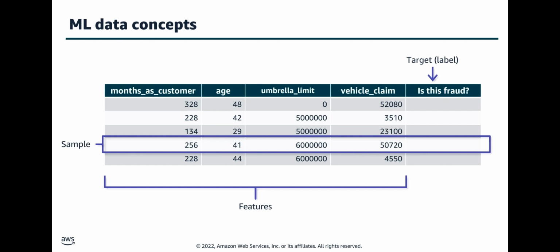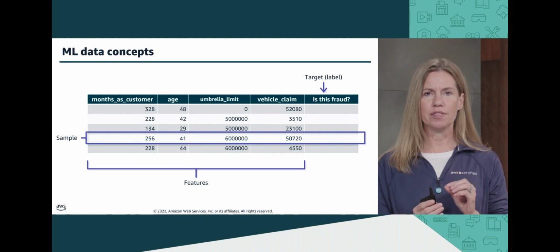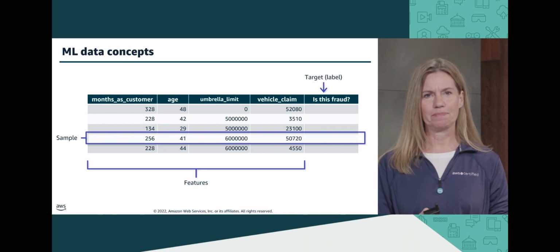A feature is an attribute or independent variable. It's also known as the predictor. Think of these as details that describe the target. And a sample is an occurrence of a target and its features.